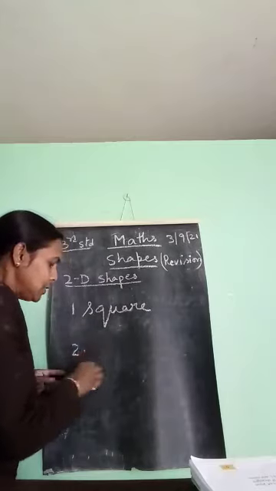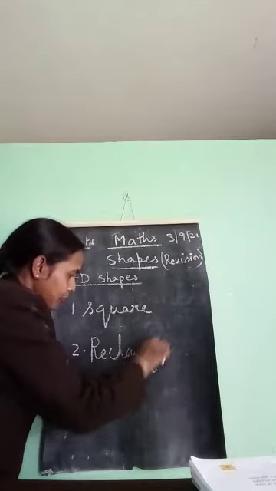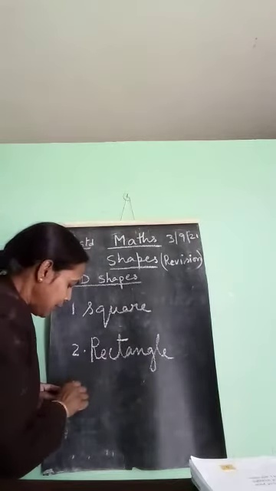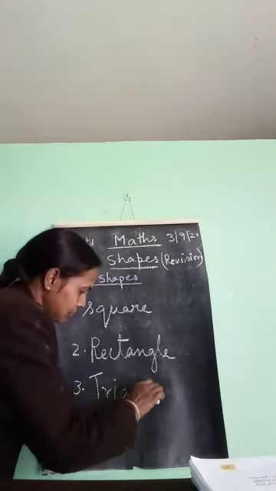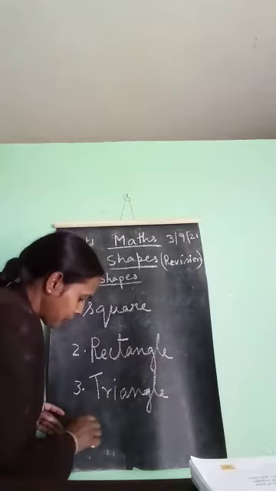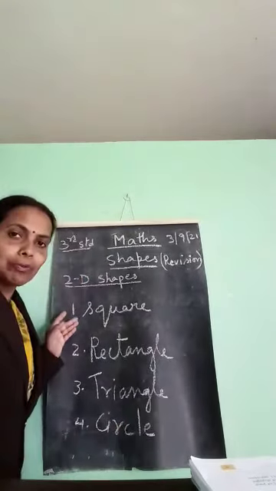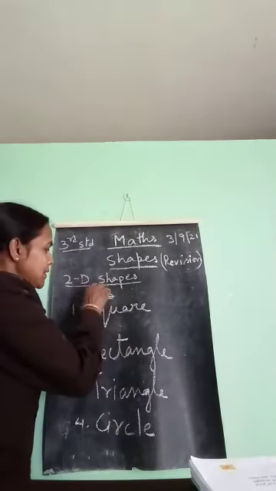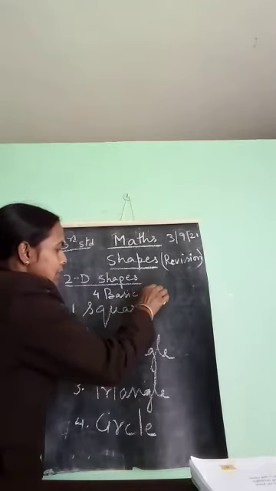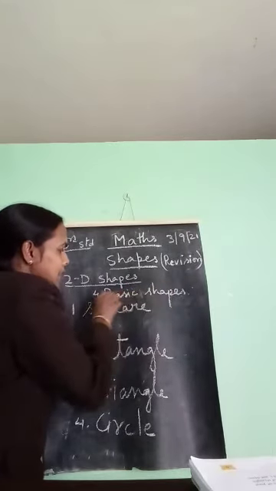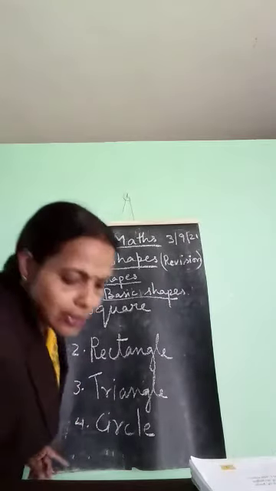Number 2, rectangle. Number 3, triangle. Number 4, circle. These are the four basic shapes: square, rectangle, triangle, circle. Now, children, see here.